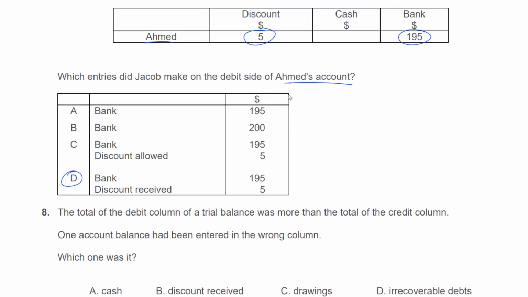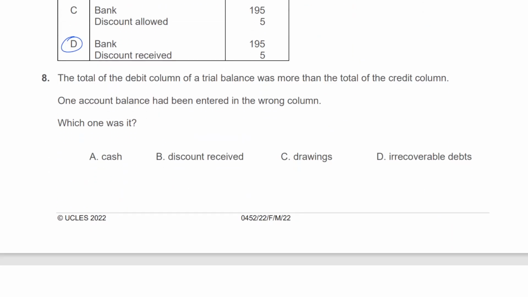Okay, Ahmed is our payable. When you pay something, you get a discount. You don't give discount when you pay something.